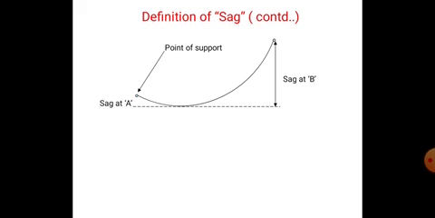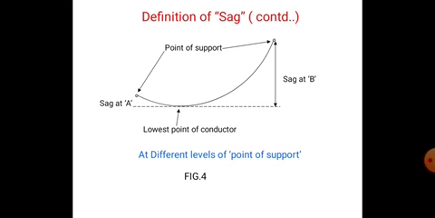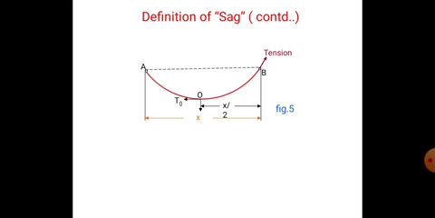And this is the sag at A and the sag at B. That is the lowest point of the conductor. Right? Next, the definition of sag. Here, points A and B are the points on the poles, and the length of the conductor is x. For equal levels, the distance from the lowest point to the pole is half of the span, that is L by 2.